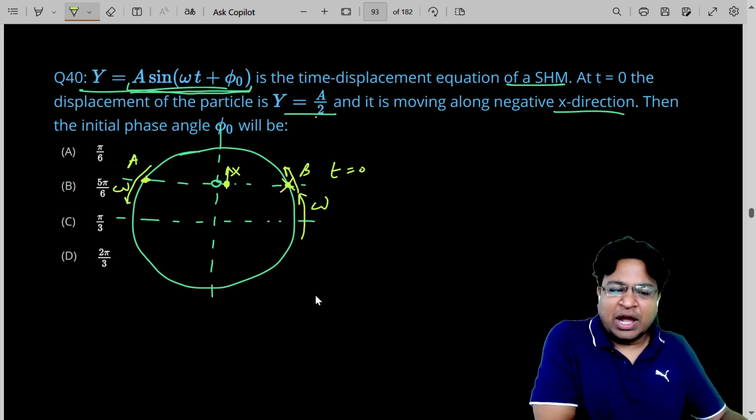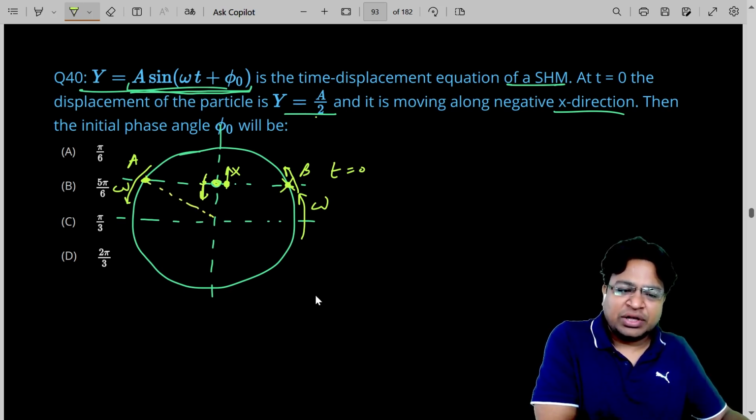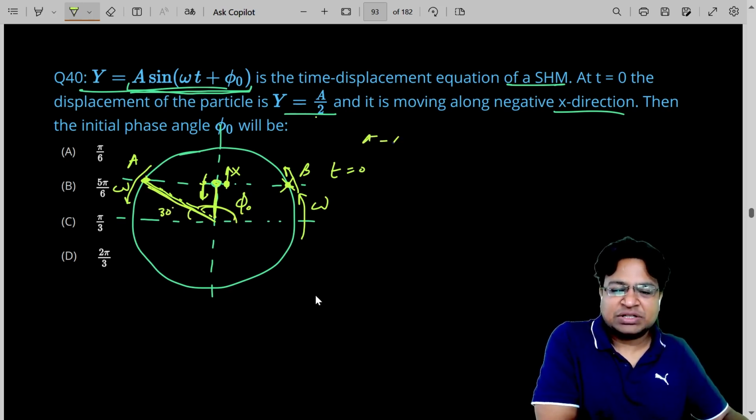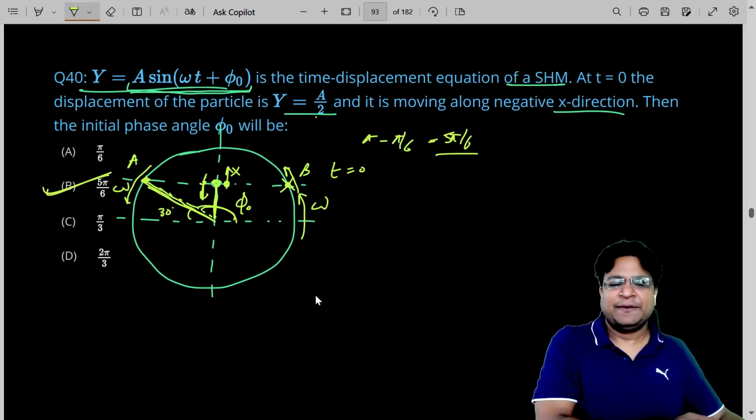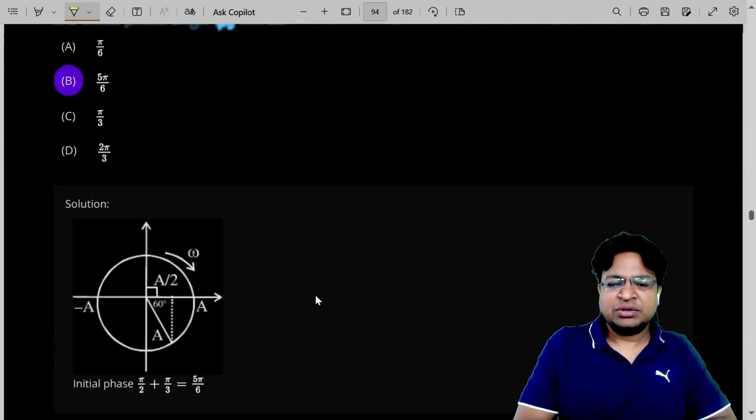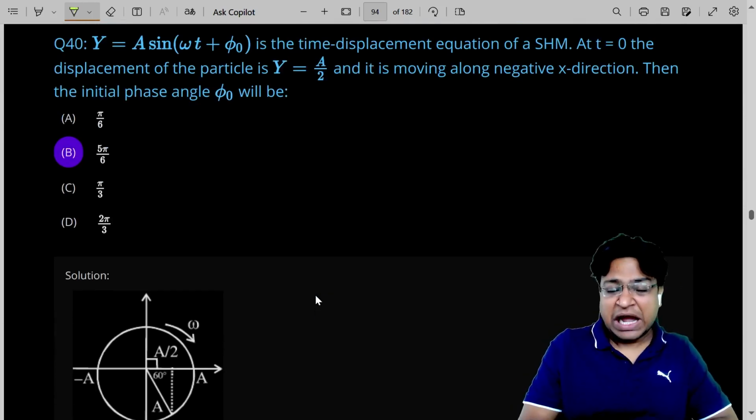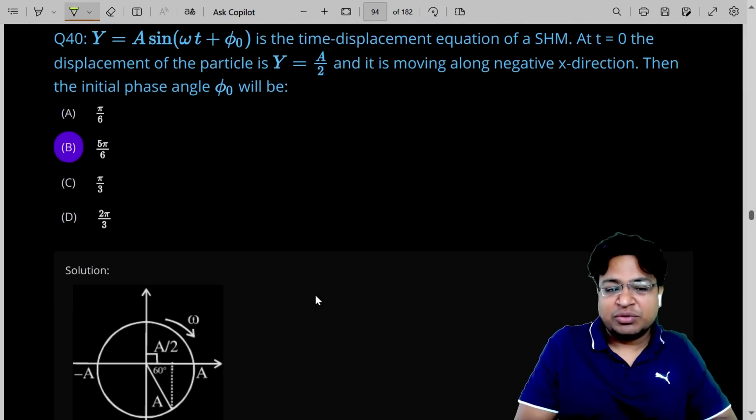So option A is left. A is going in the downward direction, so its projection would be going in the downward direction. So the position of the particle is here, but it's coming downward. So A is correct. Now this angle becomes the initial phase. So how much will this angle be? If this height is A by 2, if this is A, then this angle becomes 30 degrees or pi by 6. So phi naught will become pi minus pi by 6, that is 5 pi by 6. So option B would be the correct one. Now, to do this question the way I have done it, you need to be aware of the circular motion analogy.